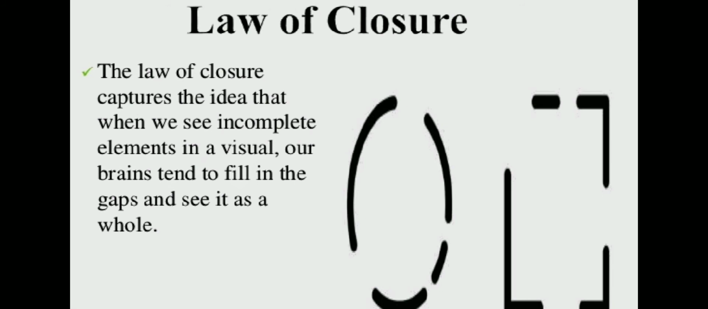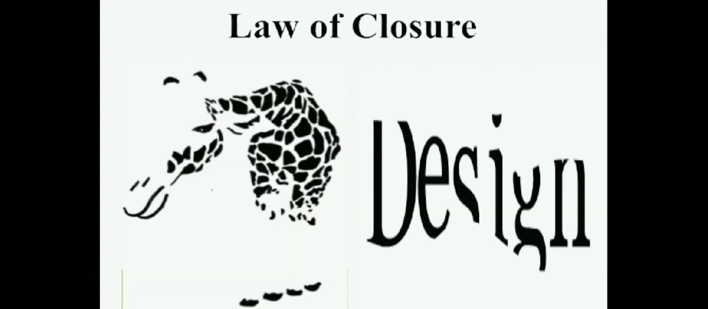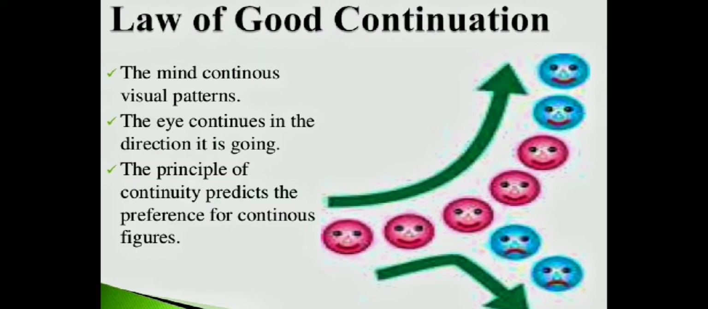The third one is the law of closure. When we see incomplete elements in a visual, our brains tend to fill in the gaps and see it as a whole. The fourth principle is the law of good continuation. It states that the mind continues visual patterns and the eye continues in the direction it is going. The principle of continuity predicts the preference of continuous figures.